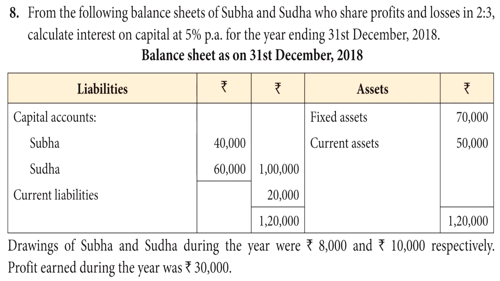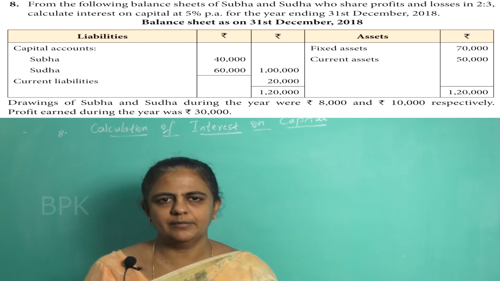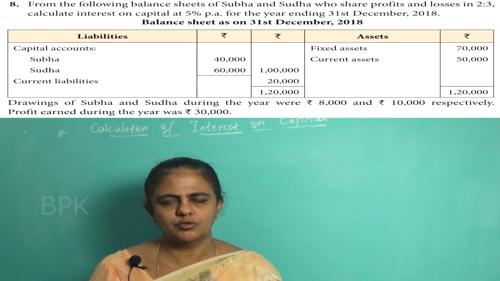Here the capital of Subha and Sudha is given, that is 40,000 and 60,000, total 1 lakh, and some assets and liabilities are also given, that we don't need, we need only capital. So we will take the capital alone. Then drawings of Subha and Sudha during the year were rupees 8,000 and 10,000 respectively. Profit earned during the year was rupees 30,000.